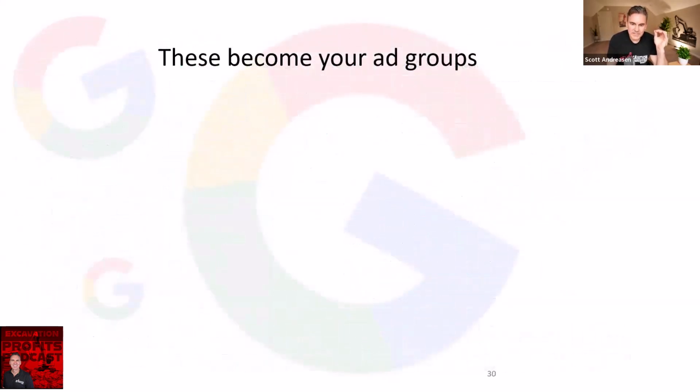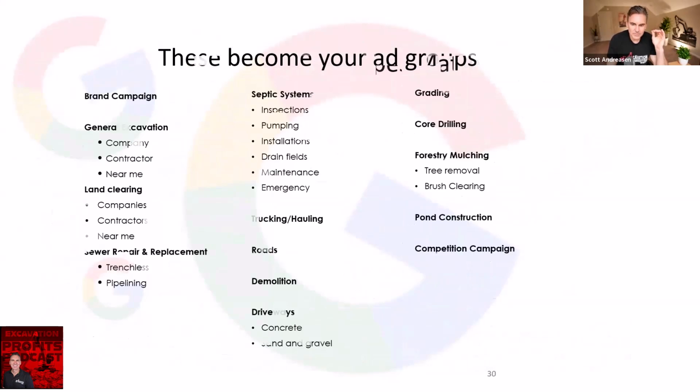So these become your ad groups. And you can see, let me just back up there. We got 1, 2, 3, 4, 5, 6, 7, 8, 9, 10, 11, 12, 13, 14 different ad groups in this example. Main ad groups. And then you've got kind of sub ad groups. With septic systems, you can see inspections, pumping, installations, drain fields, maintenance, emergency. So septic systems could be its own campaign. And then you would have different ad groups within that campaign. Hopefully that makes sense.